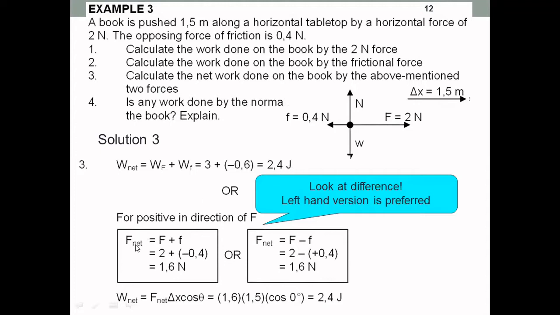Or we can calculate the F net, which is the force plus friction, which is 2 minus 0.4, which is 1.6. Then after that, we substitute it into F net. Then we substitute the displacement, which is 1.5. Then we substitute the angle, which is 0. F net now is forward, which is in the direction of the displacement. Then we get 2.4 joules. Or we can say F net is applied force minus friction, which is 2 minus 0.4. But the best is to substitute the negative when you make substitution. Just say F net equal to F plus friction.